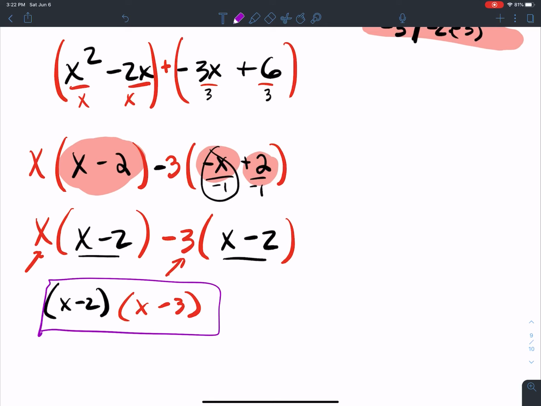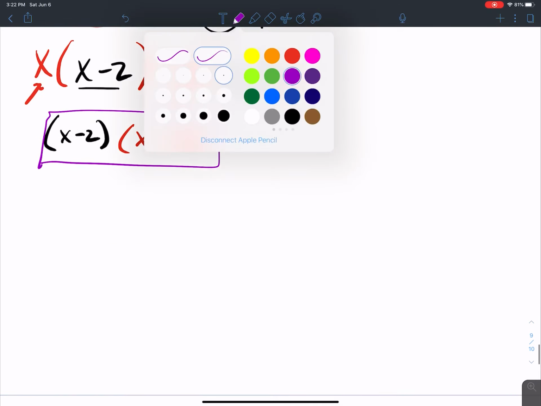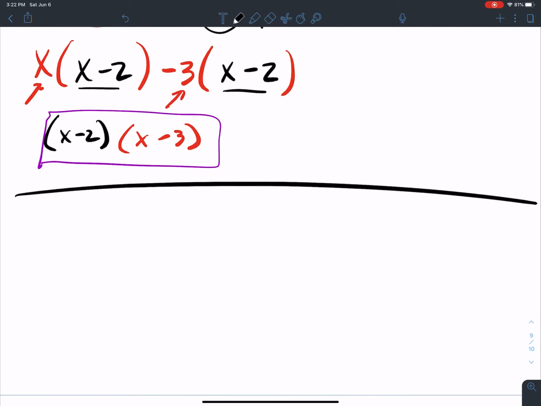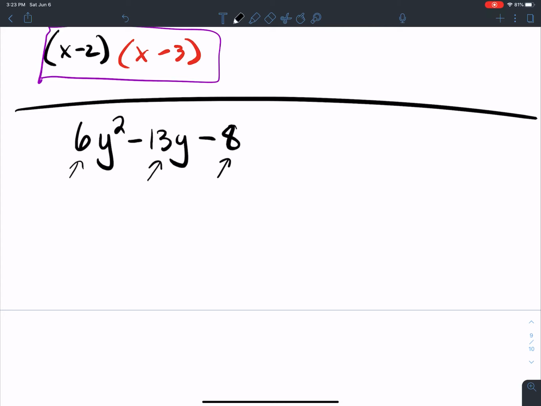Let's do one more trinomial. Okay, one more trinomial. So this is going to be 6y squared minus 13y minus 8. Trinomial. When I look, first thing, GCF, is there anything in common? 6, 13, and 8, they're all relatively prime to each other, so nothing you can do. They don't all have variables, so we can't factor out a variable, so that's it.